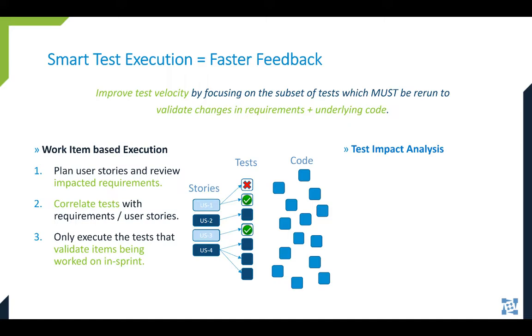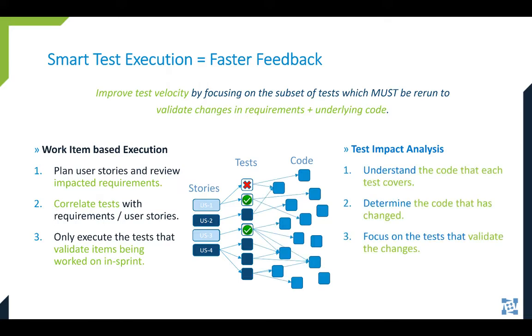Time and resources can be conserved by only running the tests related to the user stories that we worked on during the given sprint. But TIA takes it to the next level. The AI analyzes the code to understand the links between the tests and the code itself, and it is then able to detect which parts of the code have changed, and focuses on running only those tests associated with the code that it detected changes for, saving you valuable time and resources in sprint.